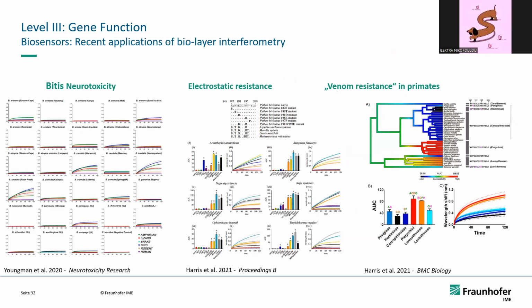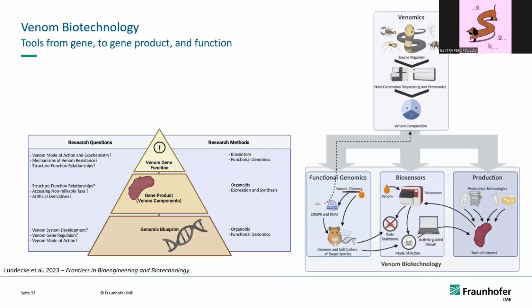And it has been employed pretty widely in the last years, particularly the group from Bryan Fry is pioneering that, I would say. We have found neurotoxicity in beetles with that. The system was used to unveil a novel mechanism of electrostatic resistance in different receptors, and also to study the venom resistance in Afro-Asian primates. And I think, again, this is a very powerful technology.